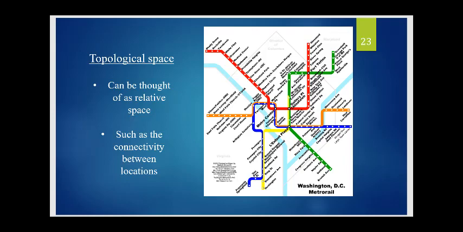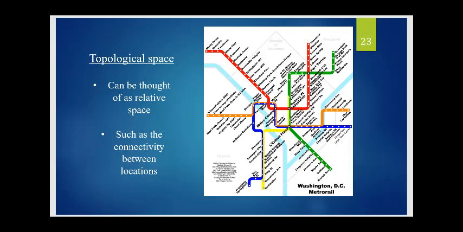Topological space can be thought of as relative space. Relative space deals with the definition of one location based on the location of another object. Those topology relationships represent connections between features of the world. In topological space, precise measurement of a space is not as important as relative descriptions of space features.